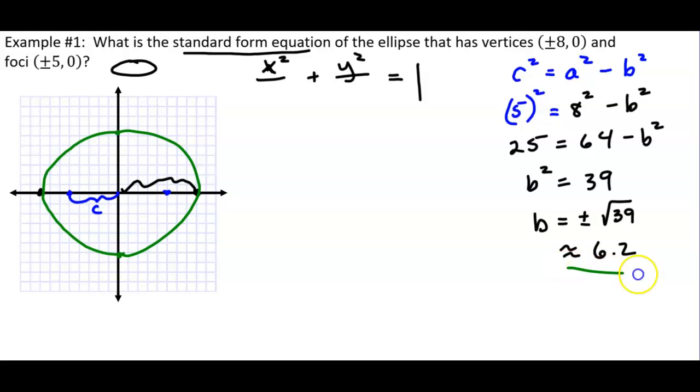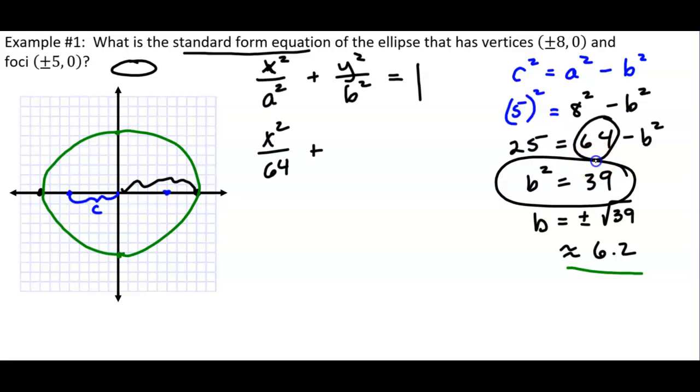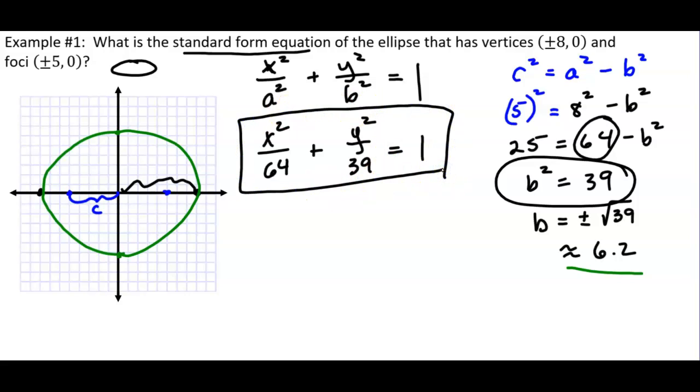Now, we don't actually need this information because as soon as we found out that it was pancake shaped, we knew that a squared was going to be under here and b squared is under here. And we have all that information. We know what a squared is, that's 64. And we know what b squared is, that comes from right there. And then that's the standard form equation for that particular ellipse.